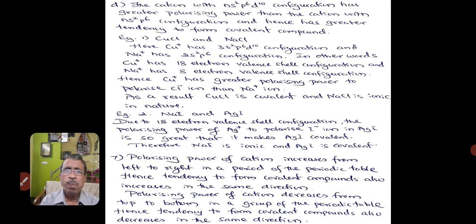Next, the polarizing power of a cation increases from left to right in a period of the periodic table. Hence, the tendency to form covalent compounds also increases in the same direction. Polarizing power of a cation decreases from top to bottom in a group of the periodic table. Hence, the tendency to form covalent compounds also decreases in the same direction.